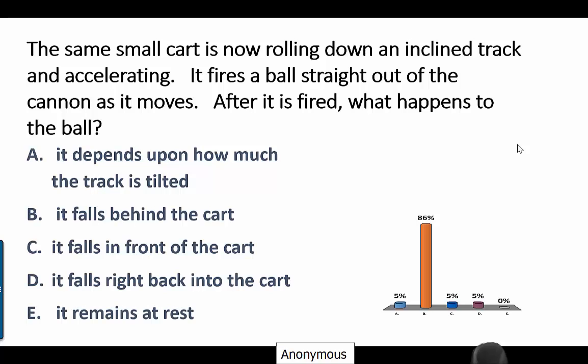But when the normal force is no longer acting on the ball because it's not in the cart... Then because there's no force, there's no force to stop the acceleration. There's the normal force. Yes. The track. Because it's this force and gravity is this way.